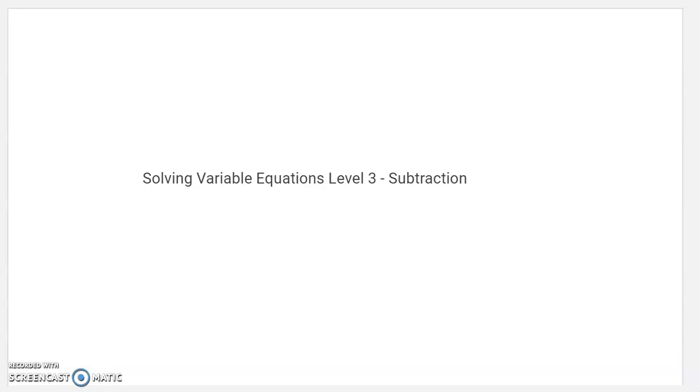Level 3. Subtraction. We've looked at equations with multiplication and with addition. Hopefully you're getting the hang of those. Today we're going to add in subtraction. Make this the title on your next free page. After you've done that, close it up and concentrate.